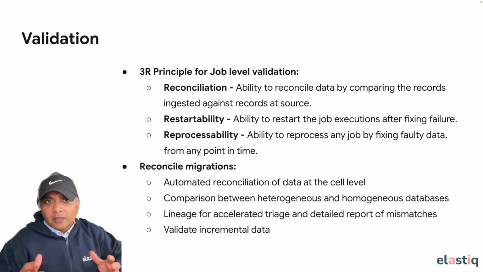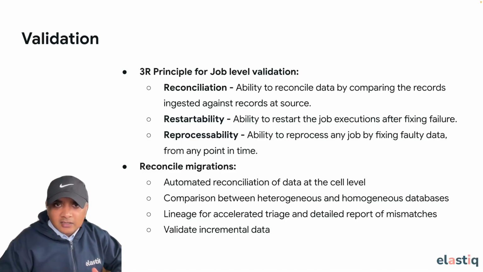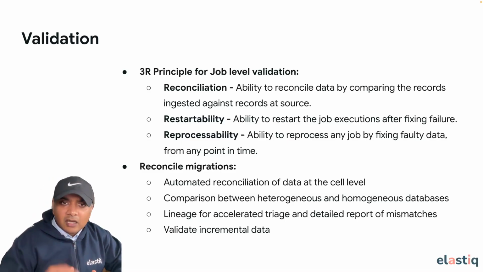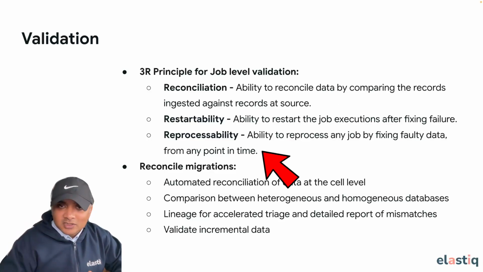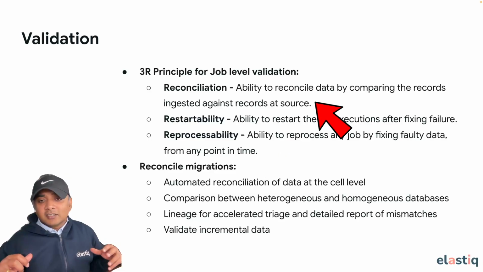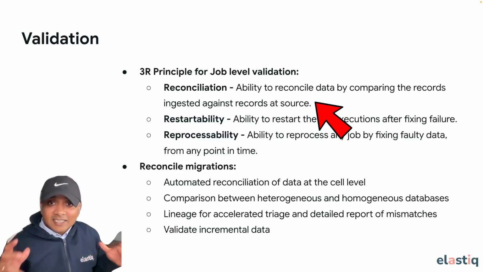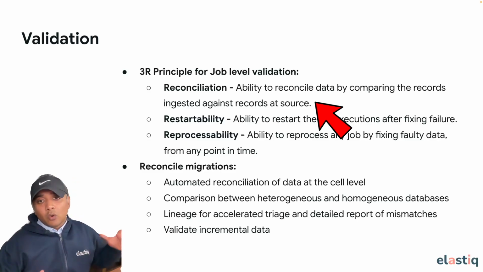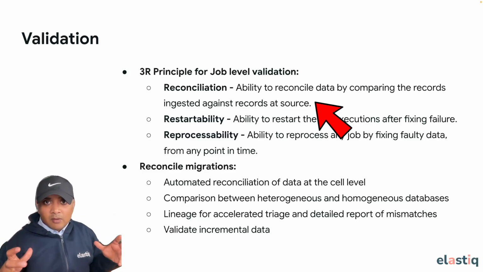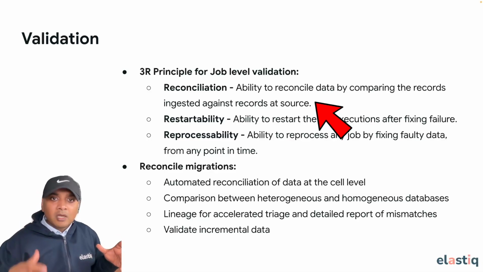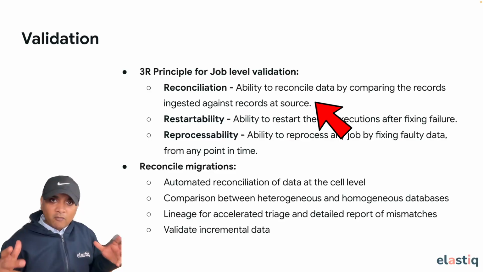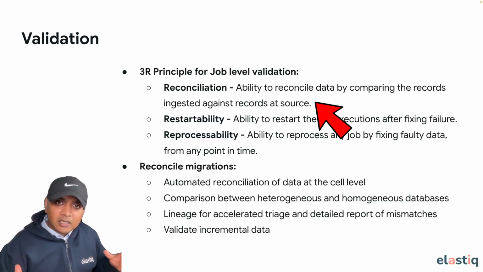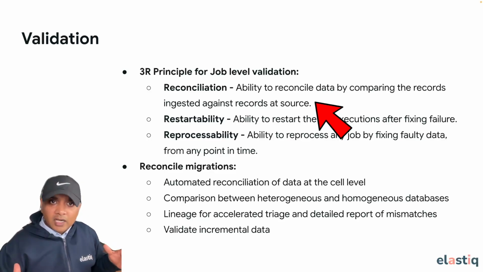And now the final step, the validation step. In the validation step, I'll just talk about our 3R principle: reconciliation, restartability, and reprocessability. Reconciliation at the record level, at the cell level. We want to be able to compare the old system and the new system. That is extremely important whenever we design any job, any ETL, any ELT, any migration job, translation job. We want to be able to reconcile our data before and after to ensure data integrity.